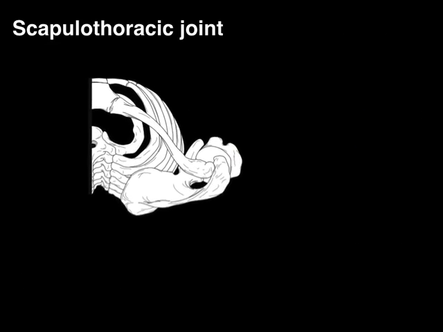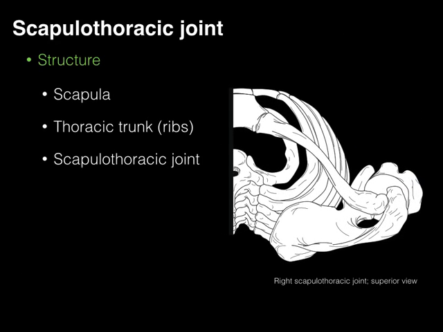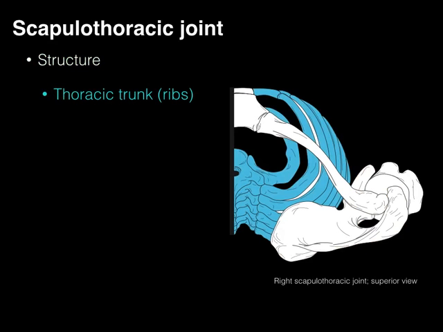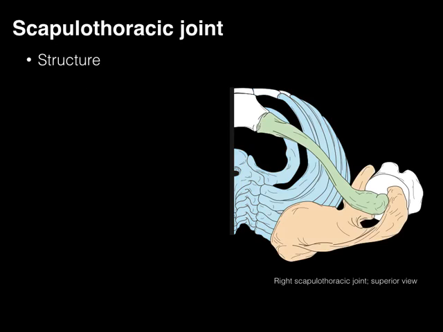So to start, let's take this image, which is a right scapulothoracic joint from a superior view, and look at its components. First, the scapula in orange, your shoulder blade, which articulates with the thoracic trunk, or better yet, your ribs and your rib cage, and the space between them forms the scapulothoracic joint. There we have it.